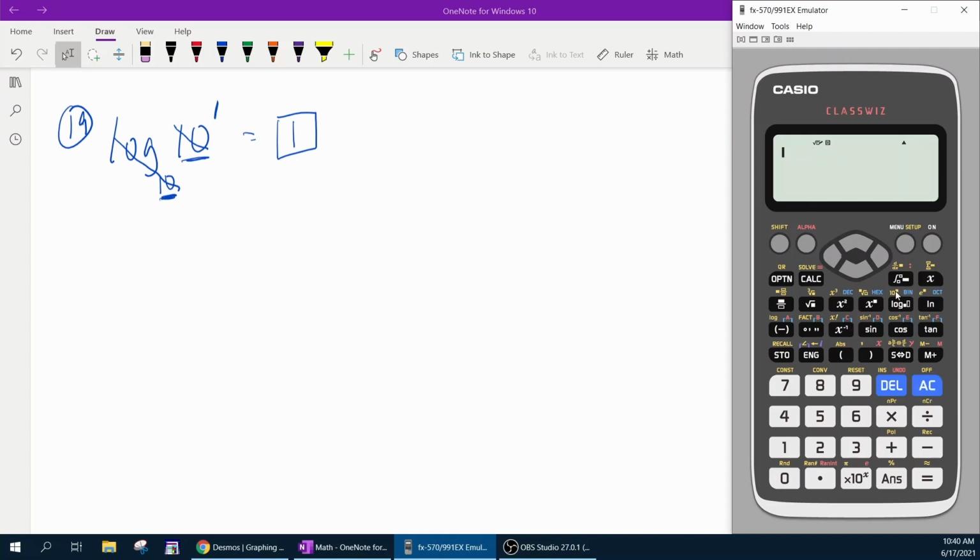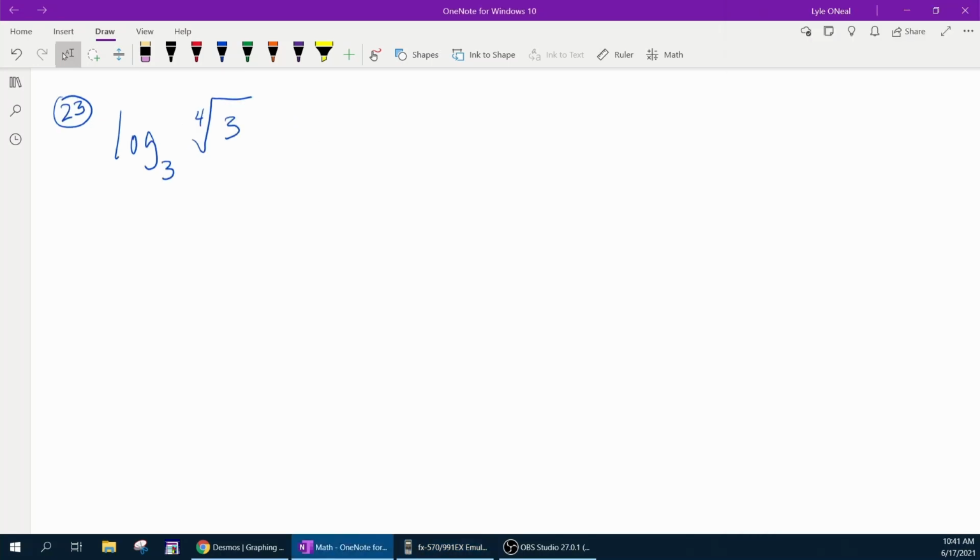Now alternately, you could also use the log any base button and put in a base of 10. And this expression is the same as what we were given. Log of 10 is the same as log base 10 of 10, and it is 1. So either way is fine on the calculator. Okay, next, number 23. This example is a little more radical, dude.